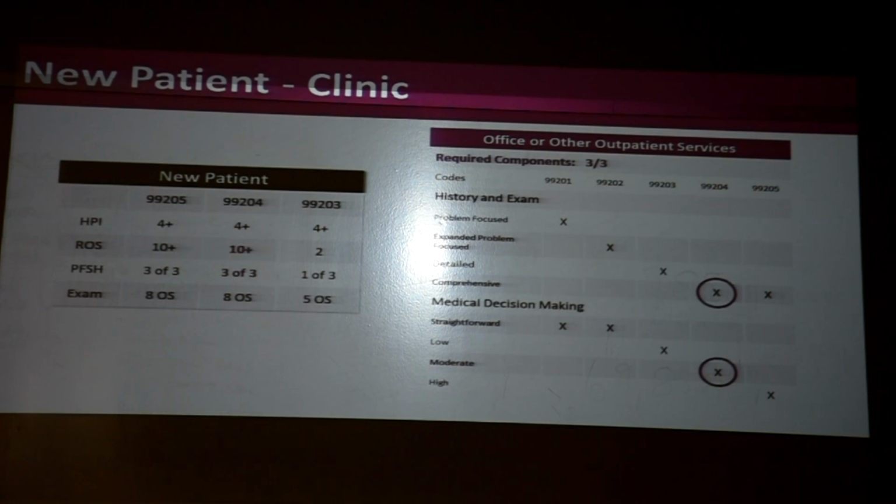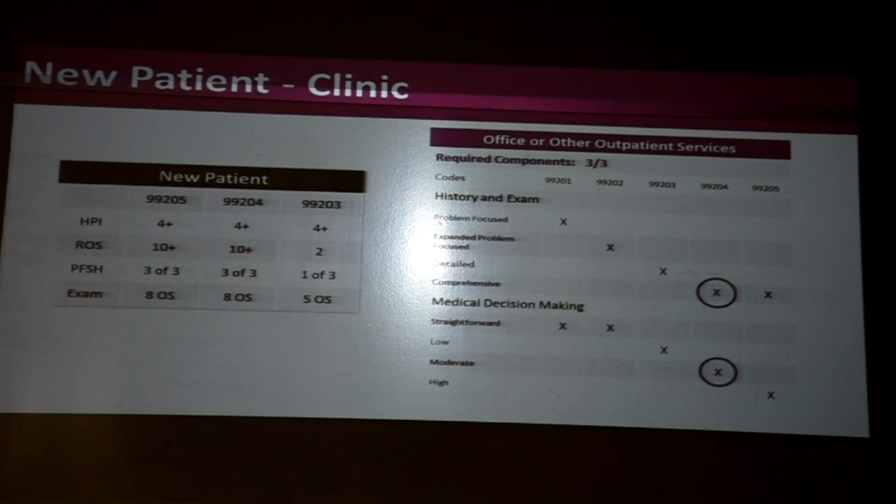For the review of systems, you need at least 10 systems. That's one area where we do see some down codes in the urgent care setting with this group, which is not capturing all 10 review of systems. Past family social history, 3 of 3. That means we need a past medical history, a social history, and a family history. You need all 3 of those in order to qualify for that level 4.